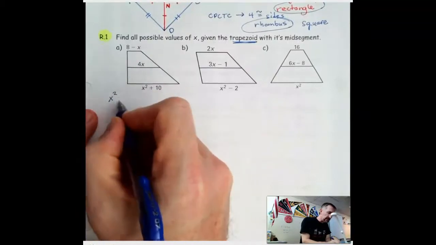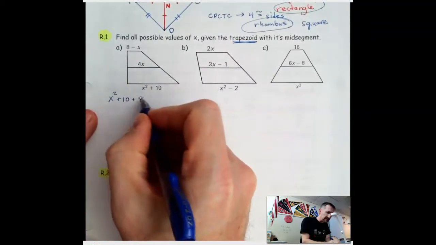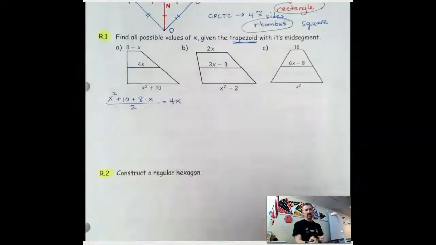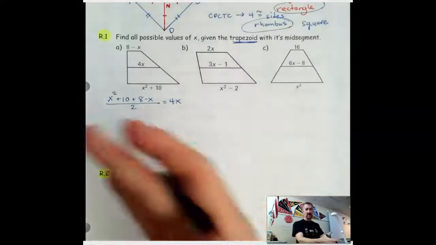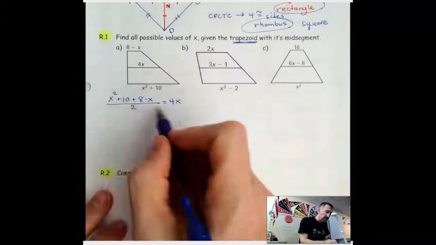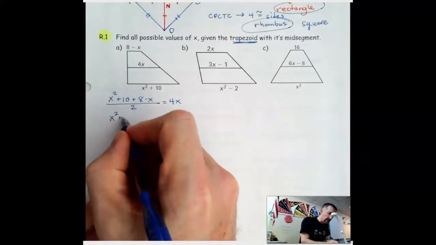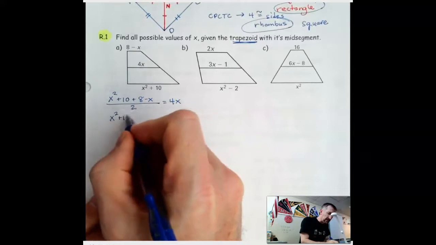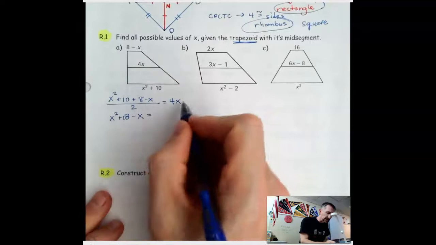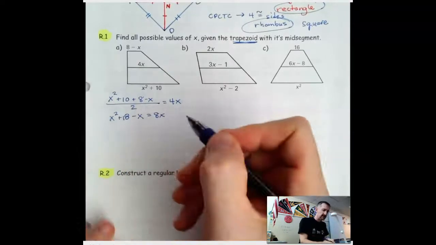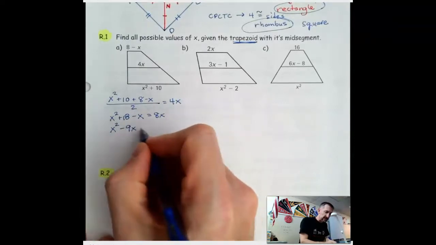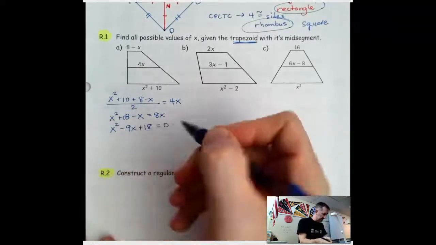So that's going to be x squared plus 10 plus 8 minus x over 2 equals 4x. Now again, I could have said pause. You could pause it now and you should be able to do that. I'm going to multiply both sides by 2. I'm going to add those two together. Those are like terms. I should have put the negative x in the middle, but I'll take care of that this time. So we multiply by 2, that's going to be 8x. So this is going to be x squared minus 9x plus 18.